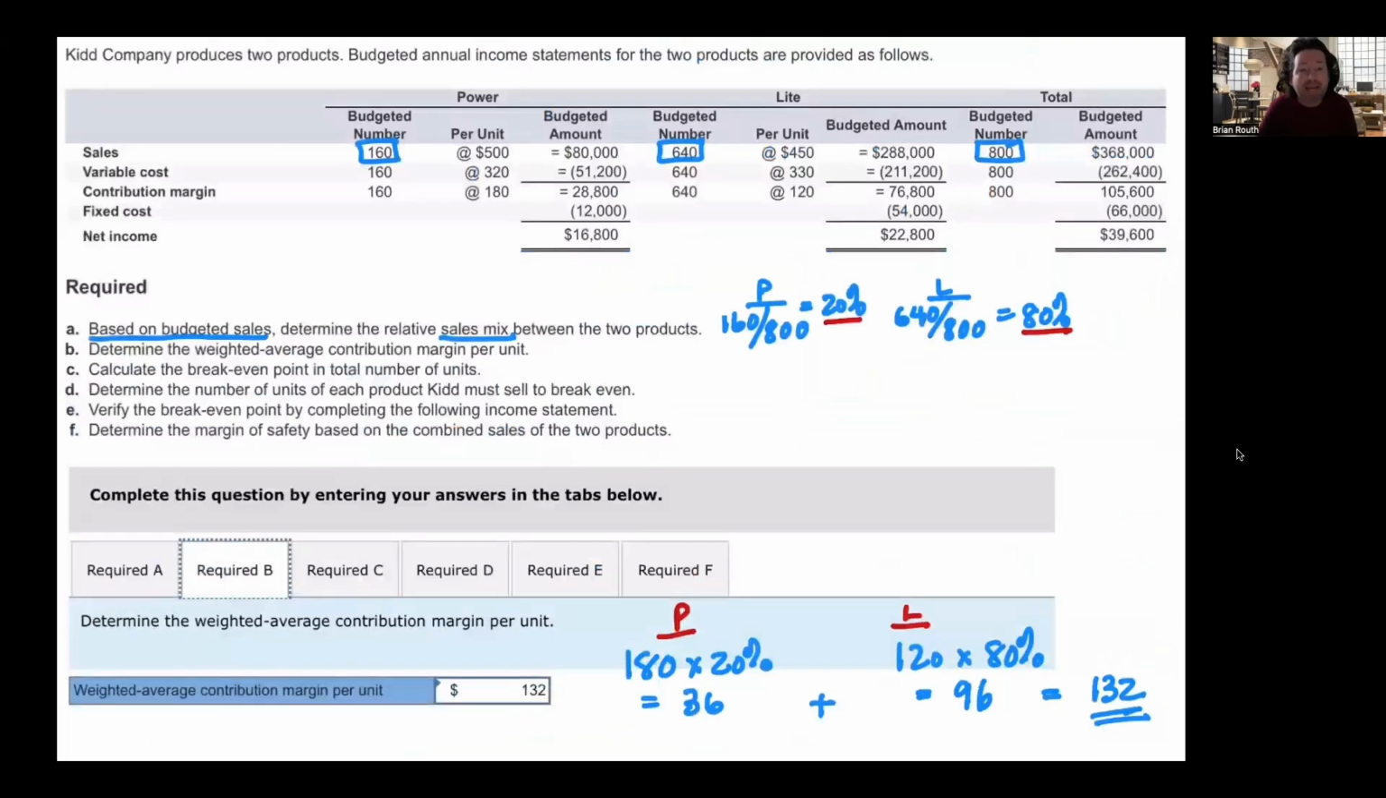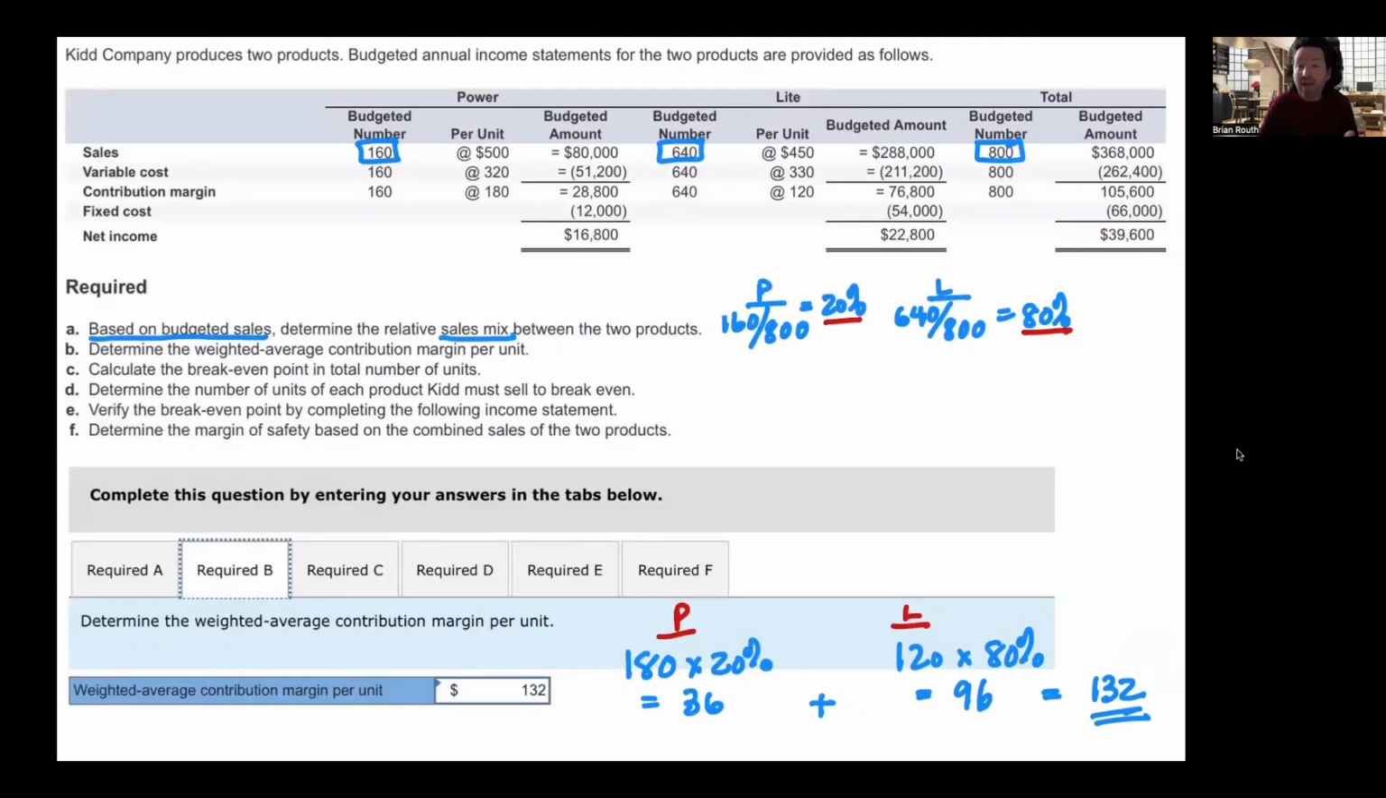Now, in this next problem, we're going to briefly talk about each part, and we'll cover them really quickly. The first part wants you to say, what is the sales mix? We've got two products here, power and light. The budgeted number of powers is 160, and the budgeted number of light is 640, for a total number of products of 800. To get the sales mix, you simply divide each number by the total. So 160 divided by 800 is 20%, and 640 divided by 800 is 80%. That would be our sales mix.